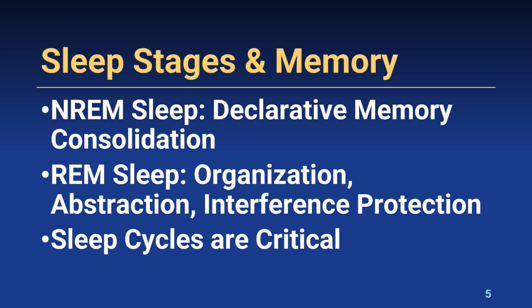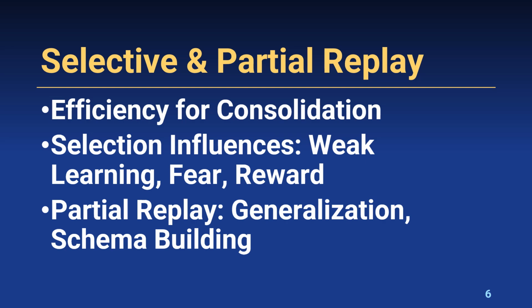In contrast, REM sleep plays a distinct role, promoting the organization of internal representations, abstraction, and protecting against interference between memories. NREM typically occurs more in the early parts of night sleep, facilitating memory transfer, while REM sleep predominates later in the night, when higher-order memory manipulations occur.